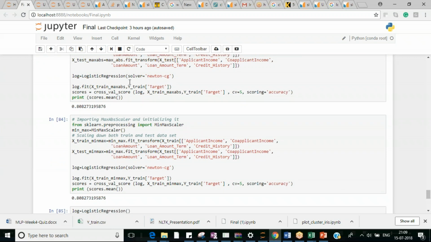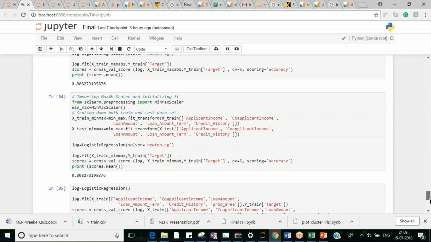Okay, so I think this is also okay. Instead of scaling with x minus mu by sigma, I did a min max scaler and checked. You see it's almost the same. So the scaling part is not helping much in the logistic regression.